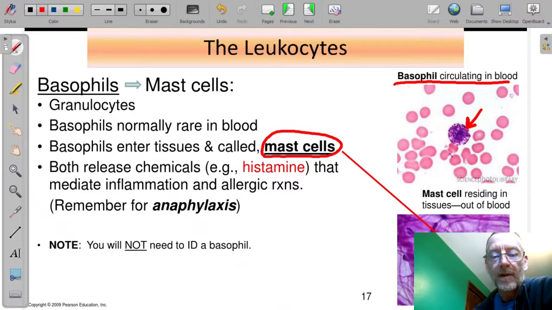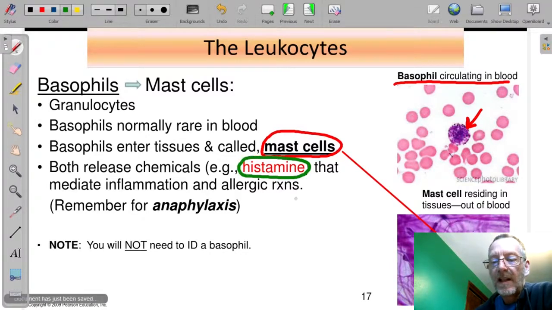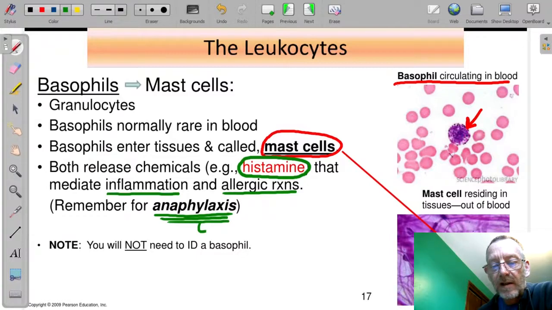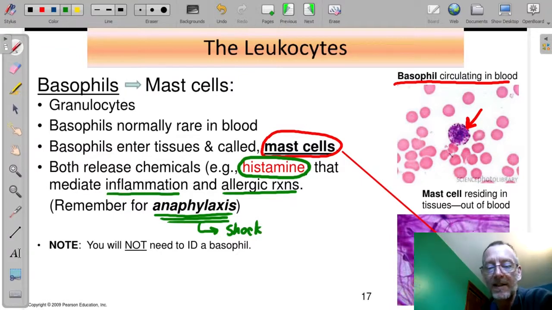What you need to remember is that both basophils and mast cells release histamine. And the histamine mediates or controls inflammatory reactions and allergic reactions. The most significant of these is anaphylaxis, which can lead to shock, anaphylactic shock, which we'll talk about later. Okay, you do not need to identify those. So I believe that was it for an introduction to the leukocytes.